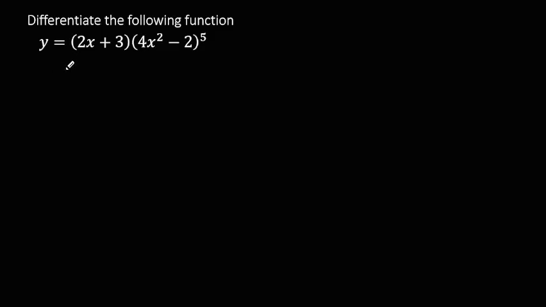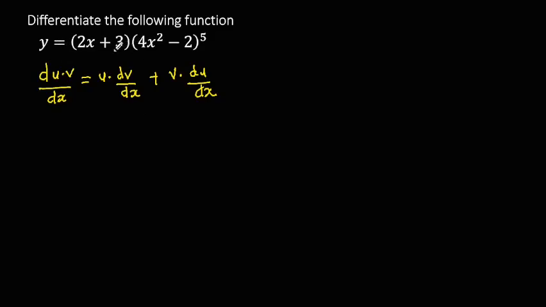To do this differentiation, I write the product rule formula first. That is, change in u multiplied by v due to change in x will be equal to u multiplied by dv/dx plus v multiplied by du/dx. So we need to identify the u and the v, so that we find the dv/dx and du/dx. So let us do that.